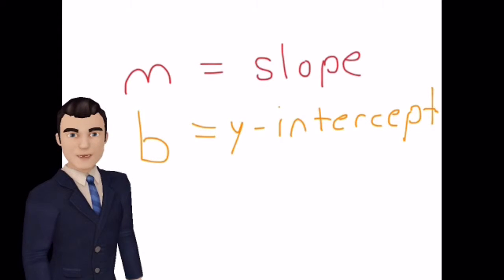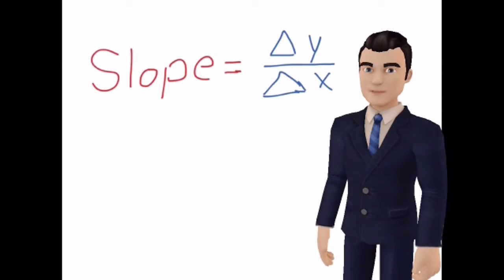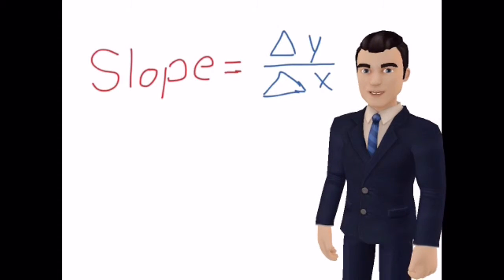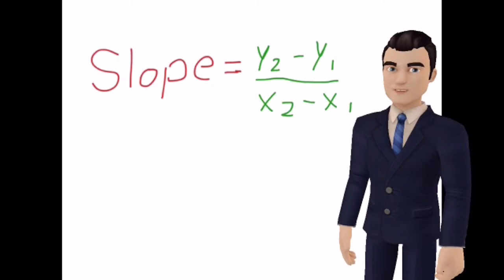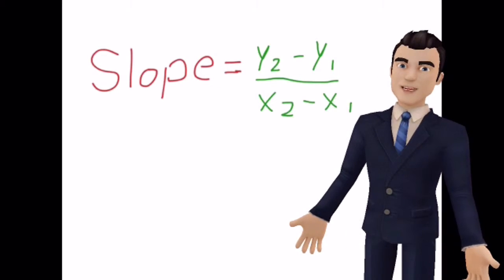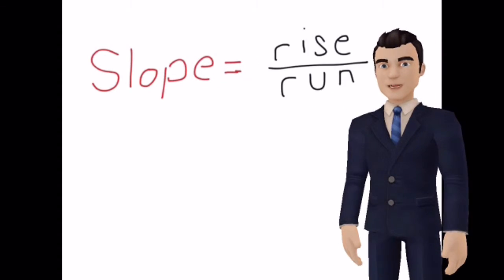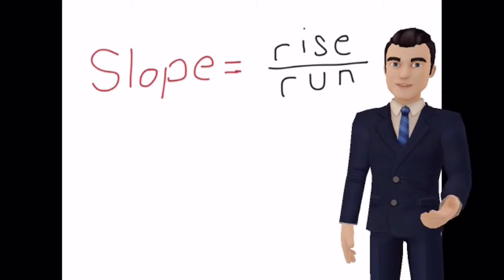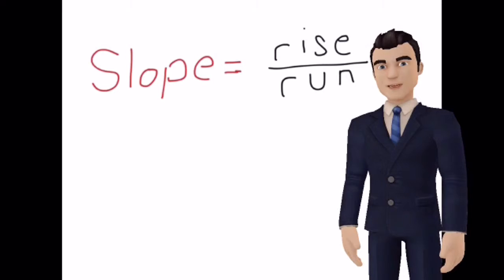Now let's discuss how to find m. Since m represents the slope, then m can be figured out by finding the delta y over the delta x. In other words, m is equal to y2 minus y1 over x2 minus x1. You also may know it as rise over run. A good way to remember that y is rise and x is run is with a simple analogy.